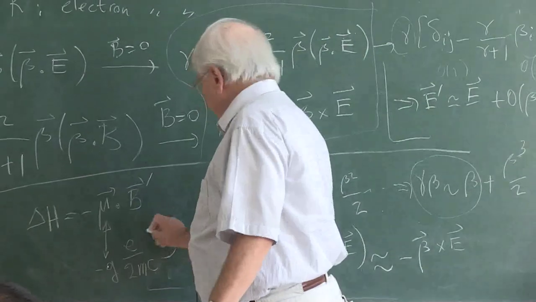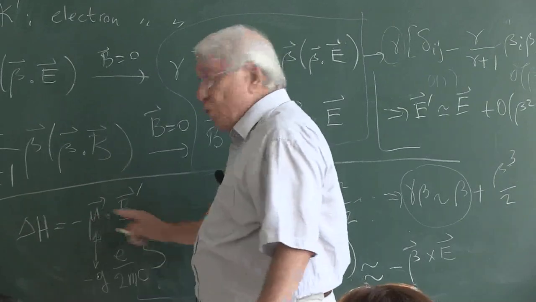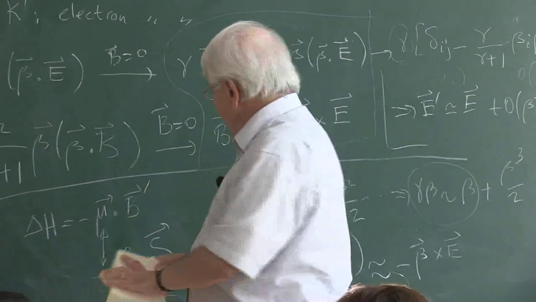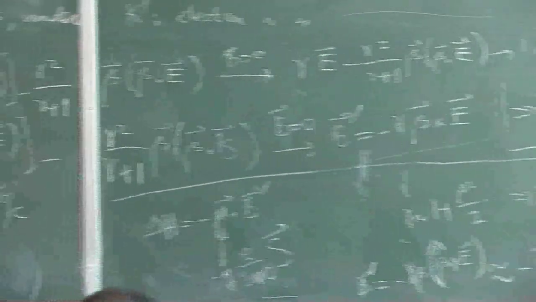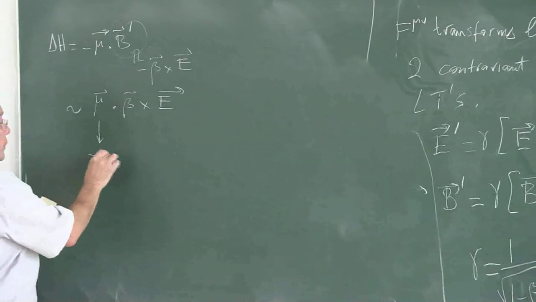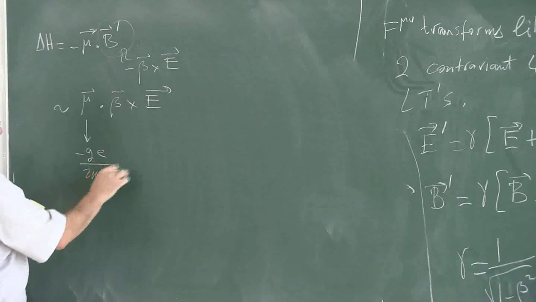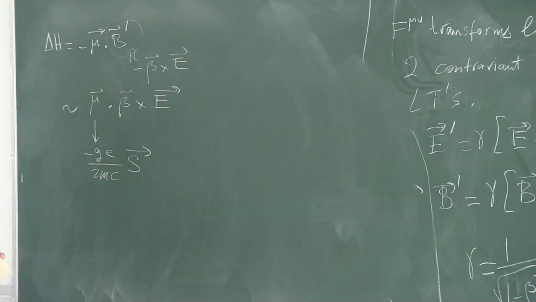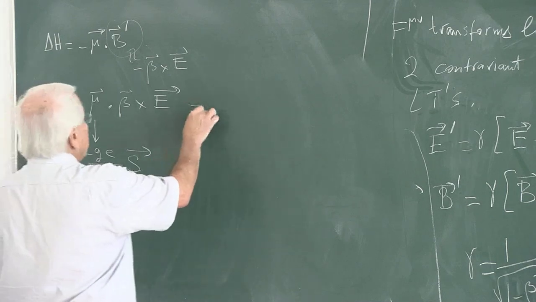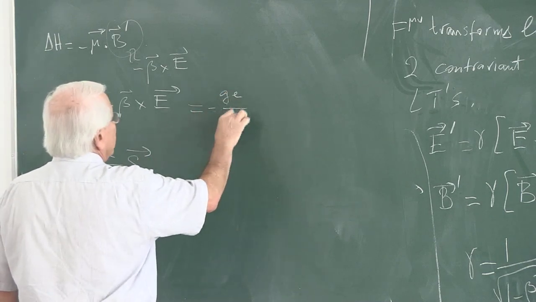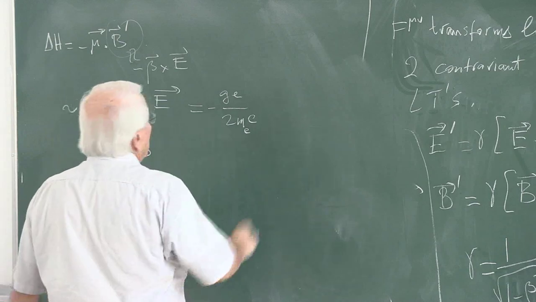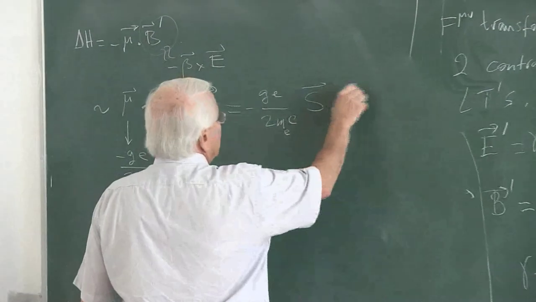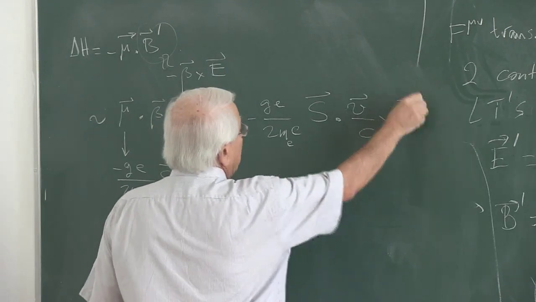Oh, here I forgot to, I'm really sorry. I was writing the relationship between the magnetic moment and the spin. If there's spin, there's magnetic moment and vice versa. But I forgot to write that down there, so it is to be included, of course. So this mu is minus g e divided by 2mc S. So I can rewrite it further as minus g e over 2mc. m is the mass of the electron, of course, it's not anything else. So I have the S dotted into v over c cross E.